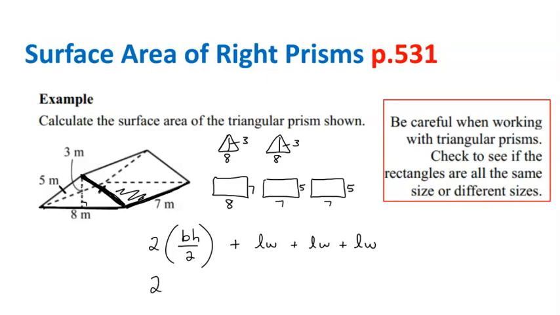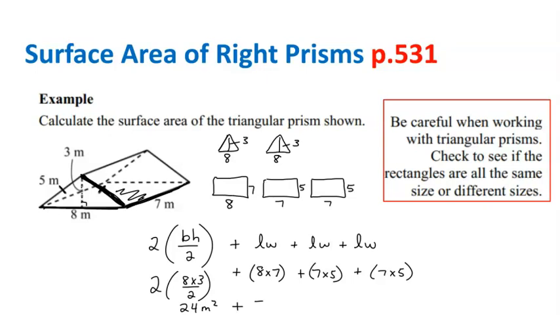So for the triangles, I have base times height divided by 2, and 2 of those, so 8 times 3 divided by 2, which is 12, times 2, which is 24. So this is 24 square meters, plus 8 times 7, plus 7 times 5, and again 7 times 5. So you could multiply 7 times 5 times 2 if you would like. I'm just going to show each one separately.